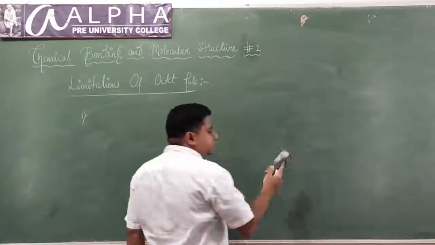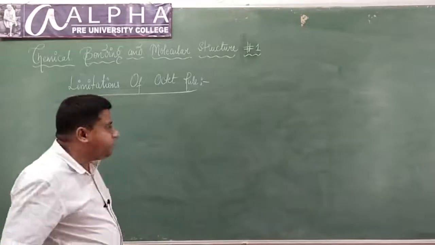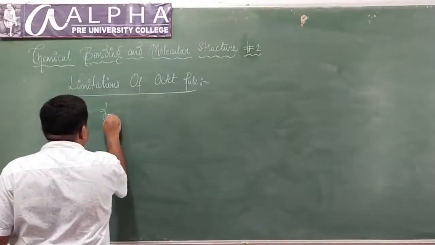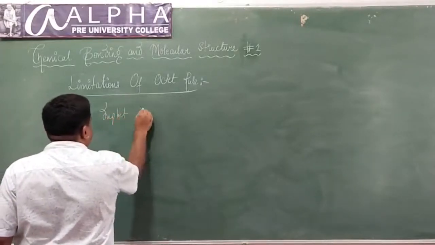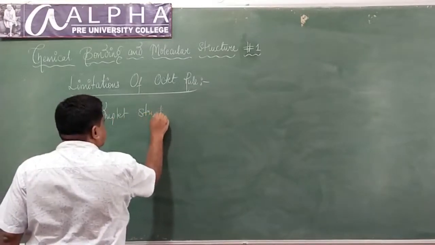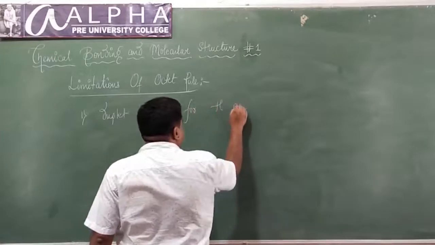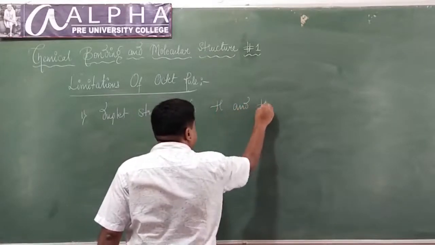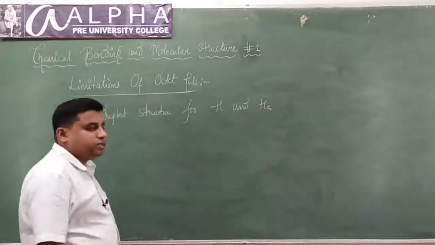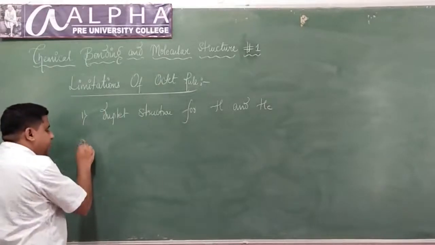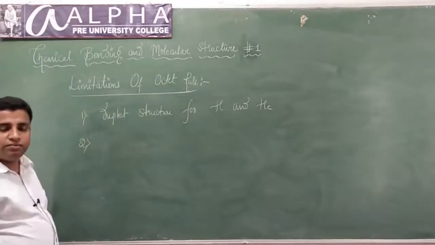Yeah, what was the first limitation? It is the duplet structure for hydrogen and helium. No octet structure. Look at the second limitation of the octet structure.